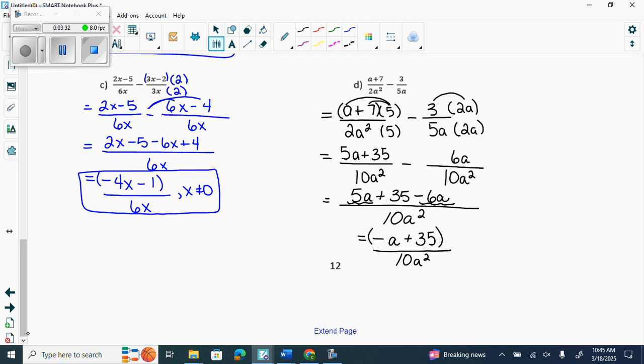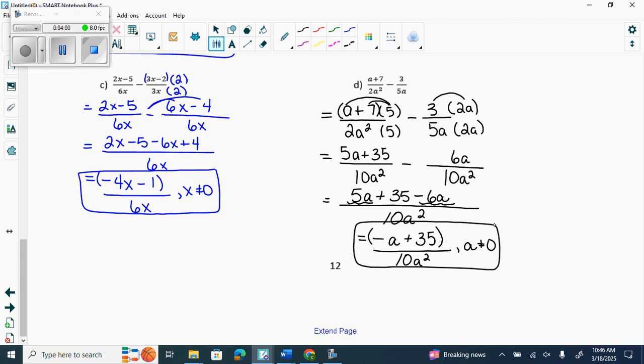How'd you get negative A on the top? You have 5 apples and you take off 6 apples. You have a deficit of an apple. 10A squared. What's my non-permissible value? Just 0. 10 doesn't get me anything. And A squared is A times A. So it's just A equals 0. On the test, they won't have bracketed the numerator. If it's multiple choice, don't panic.